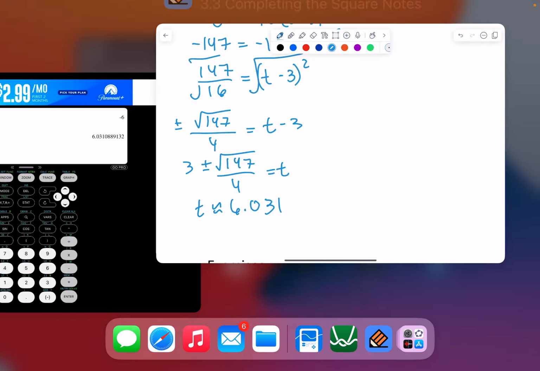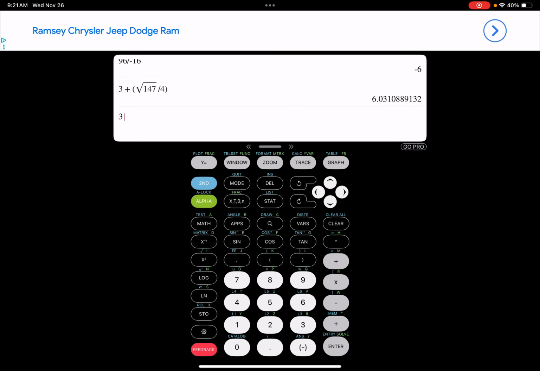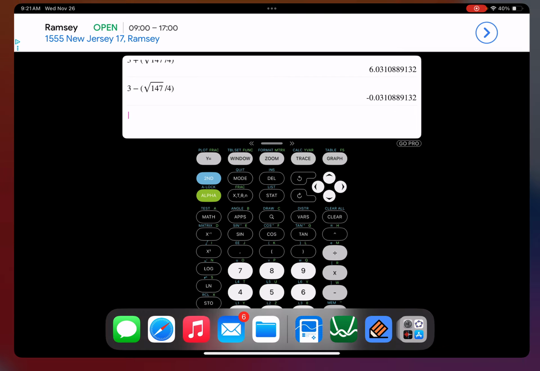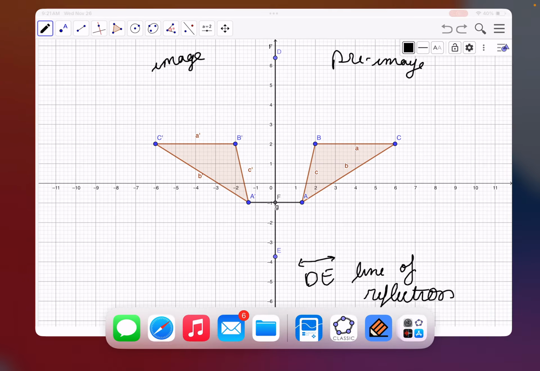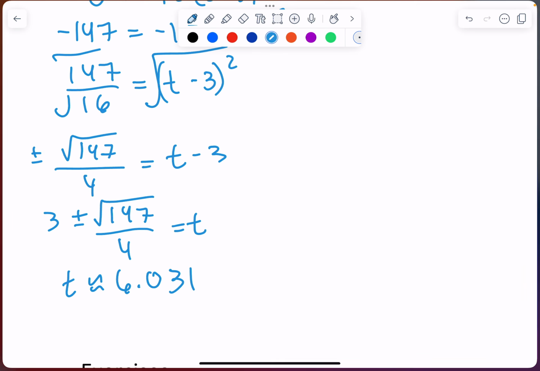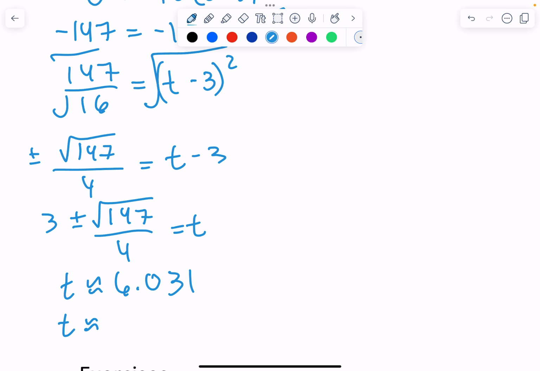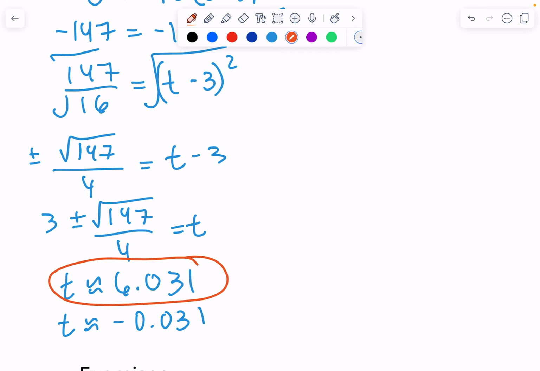And let's see what the other one is, even though I'm pretty sure that we are just going to use that value. Square root 147 divided by 4. This was the calculator that I used to use when I was in high school, by the way. And you get negative 0.031. Ooh. Again, this is a context, so only one of these answers makes sense, and it's this guy, okay?